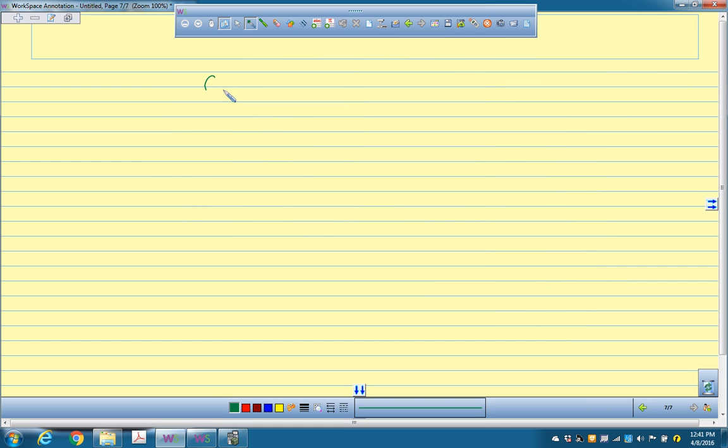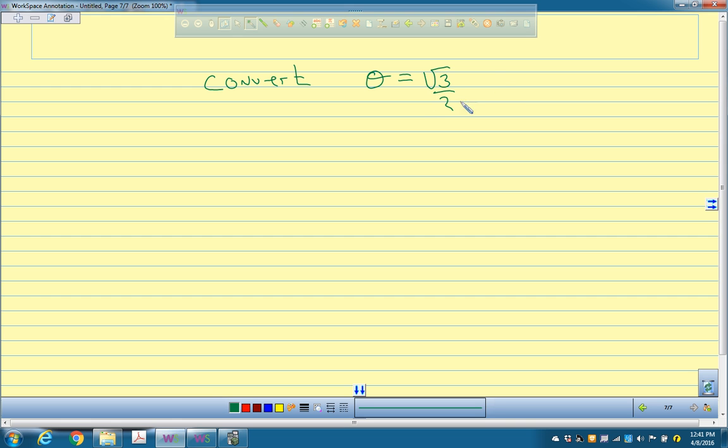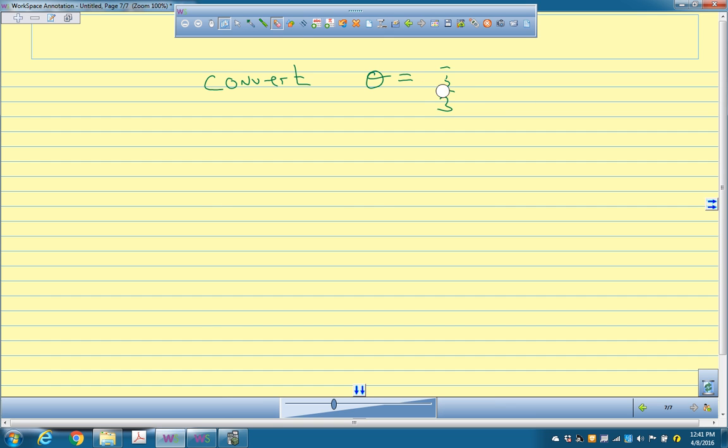Convert, that's a weird T. Theta equals root of 3 over 3. Is that what I have? Root of 3? No, that's wrong. You can't have a root of 3 over 3 as a theta. Theta is equal to pi over 3, okay, to rectangular.